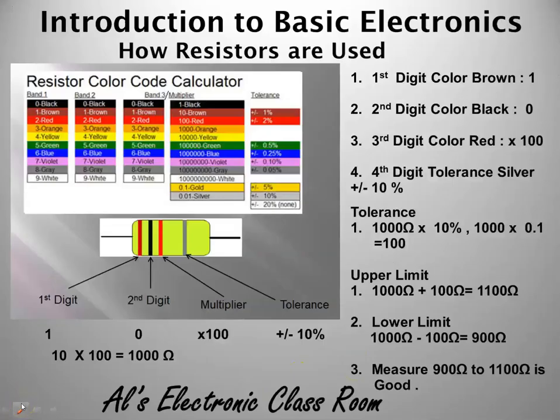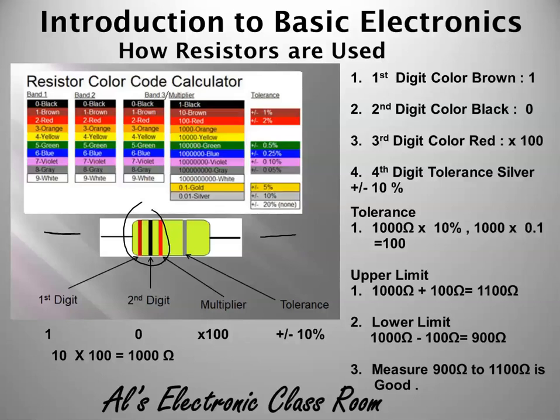Okay, let's look at another one. And I've typed this one out for you. All right, we have our resistor right here. And we look for the body of colors that's closest to the left. Here they are. And those colors are brown, black, red.